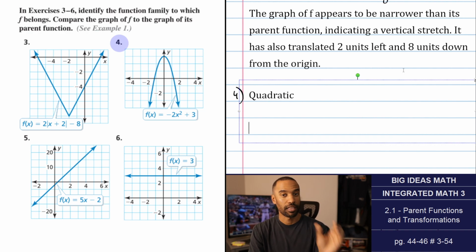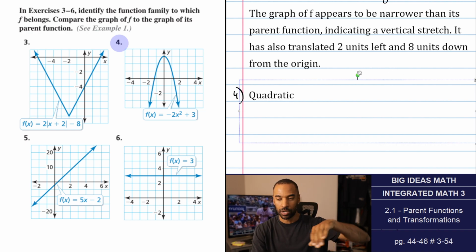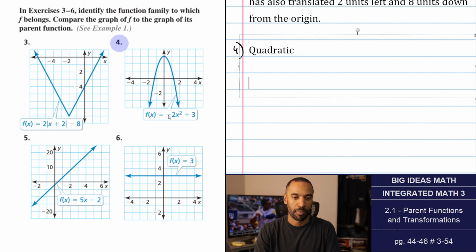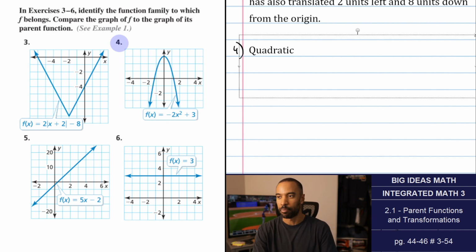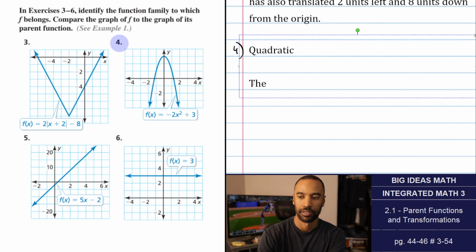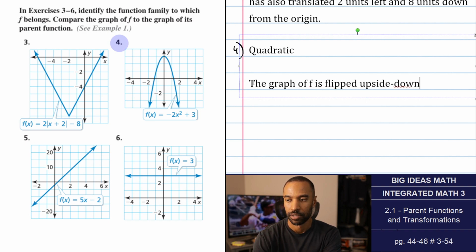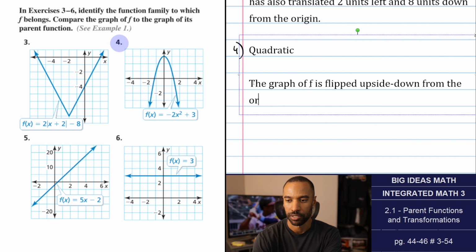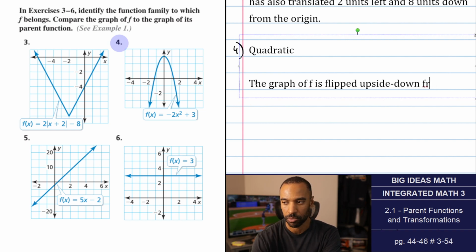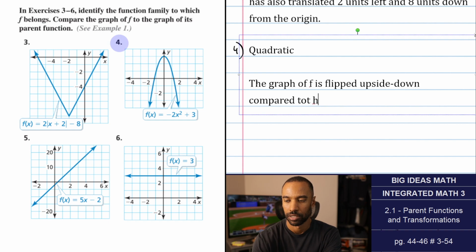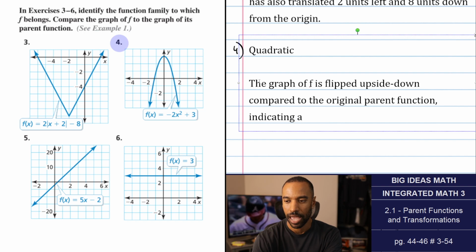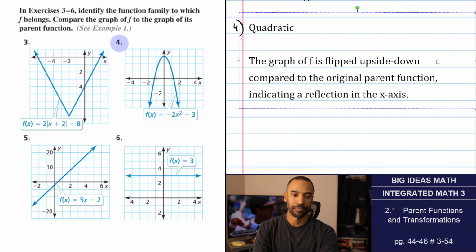Now normally, it's a smiley face. It's faced upward. This one faces downward, as indicated by the negative that's in front here. That's what's making it flip over. So the graph of f is flipped upside down compared to the original parent function, indicating a reflection in the x-axis. Okay, I'm going to begin with that.